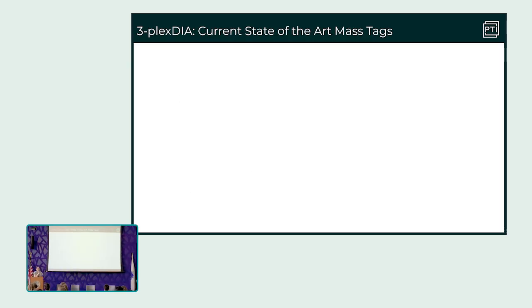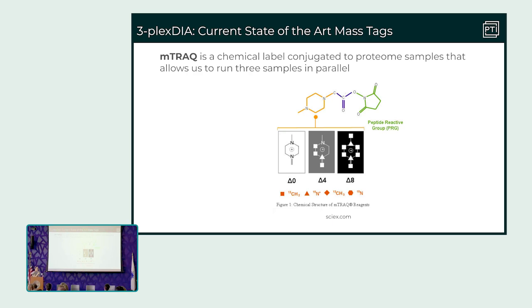Now, before we talk about the mass tags we've specifically created for this purpose, I think it's helpful to talk about what are the current state-of-the-art mass tags that enable 3+DIA. Well, this tag is called MTRAC, and you can see here this is its chemical structure. An MTRAC is a chemical label that gets conjugated to different proteome samples, allowing us to run 3 samples in parallel.